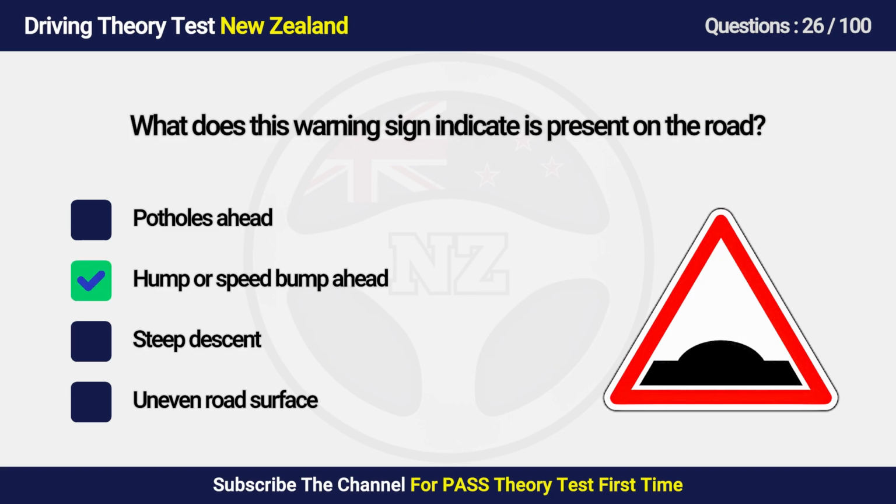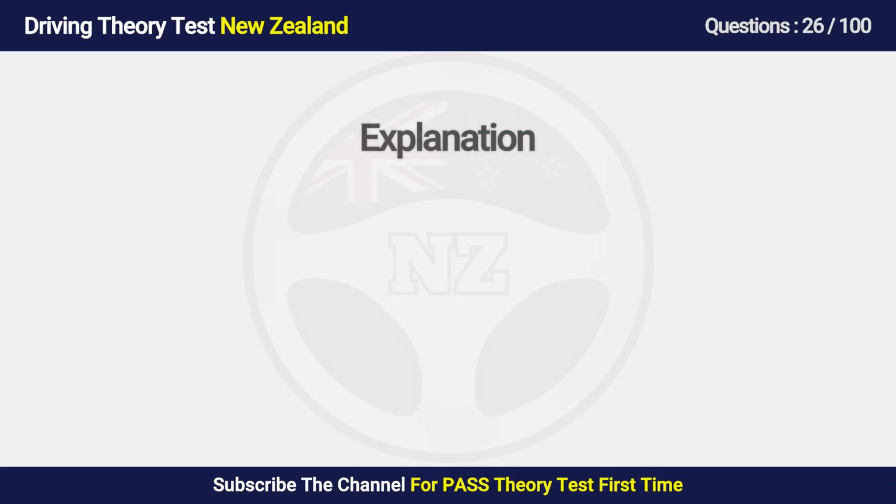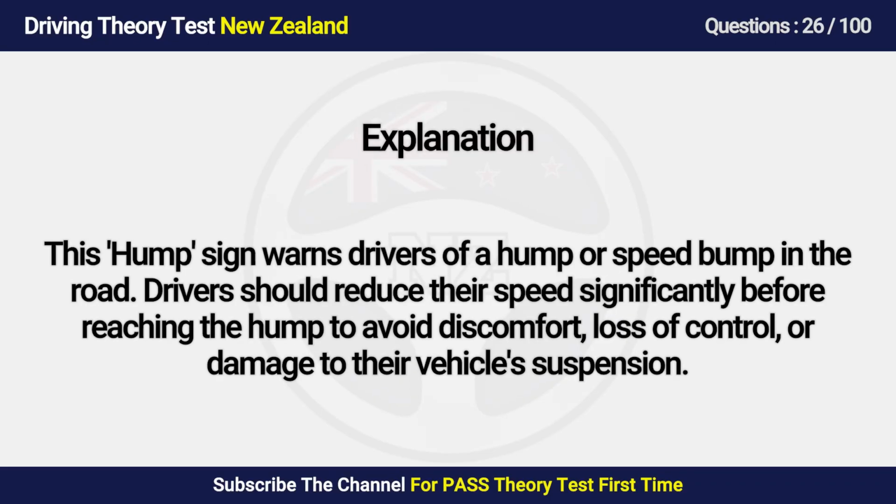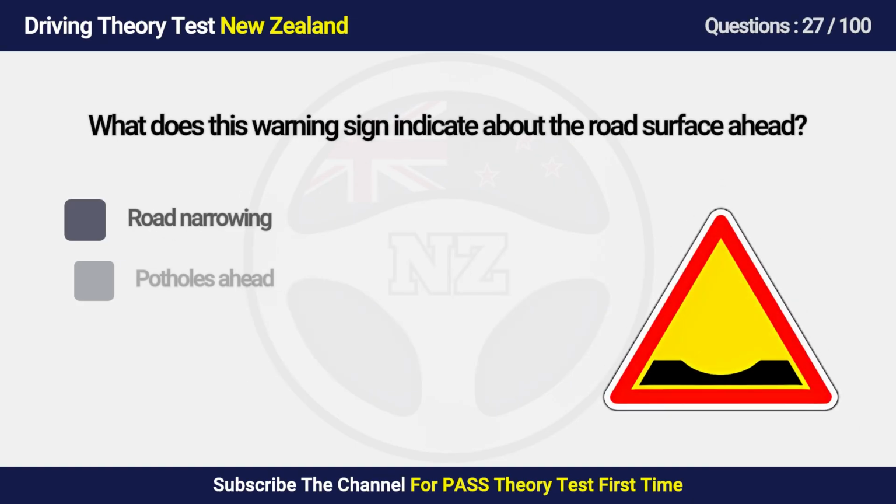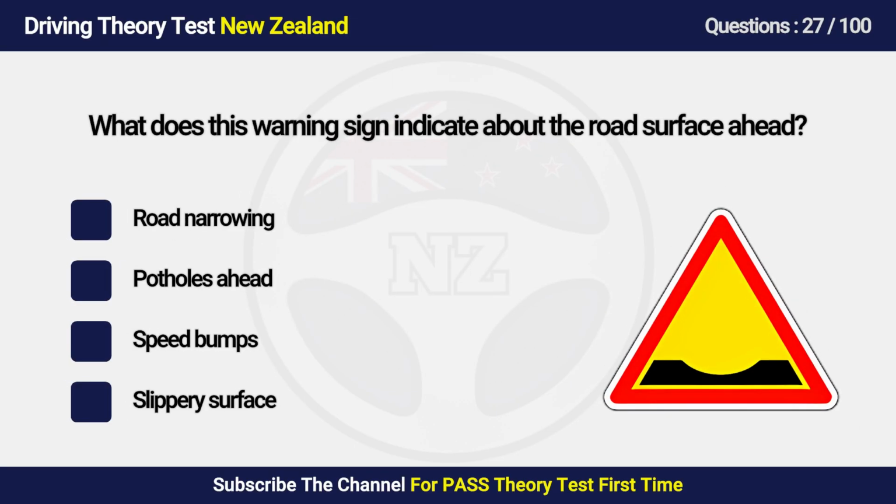Answer is B, hump or speed bump ahead. This hump sign warns drivers of a hump or speed bump in the road. Drivers should reduce their speed significantly before reaching the hump to avoid discomfort, loss of control, or damage to their vehicle's suspension. Question 27. What does this warning sign indicate about the road surface ahead?